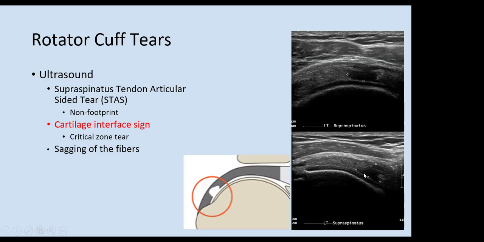And one of the interesting features with this one, how to recognize it, is what we call the cartilage interface sign. Normally, if the tendon is intact, you're really barely able to see the cartilage, the hyaline cartilage of the humeral head. However, if there is a focal partial thickness articular sided tear in the critical zone, you will be able to see the hyaline cartilage of the humeral head, and this is described as the cartilage interface sign.